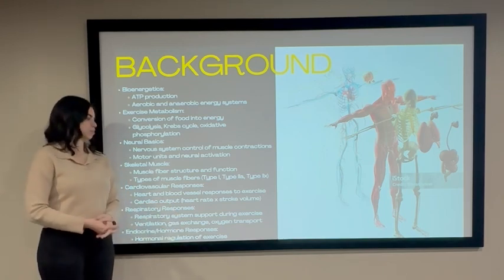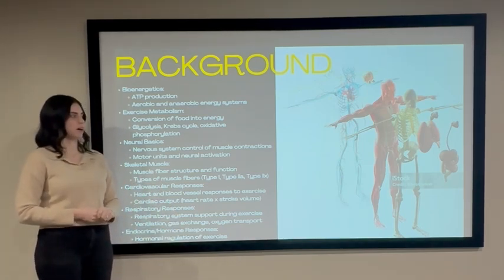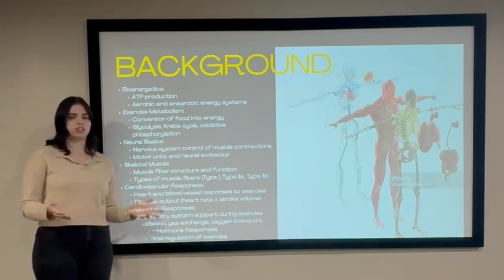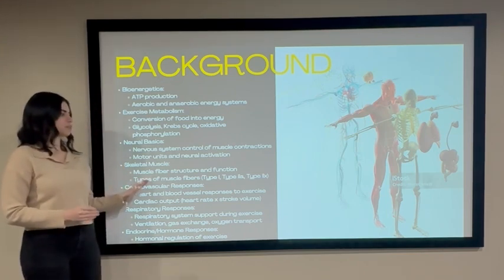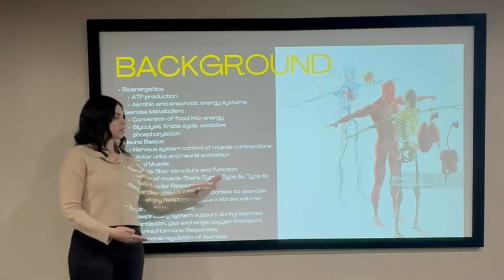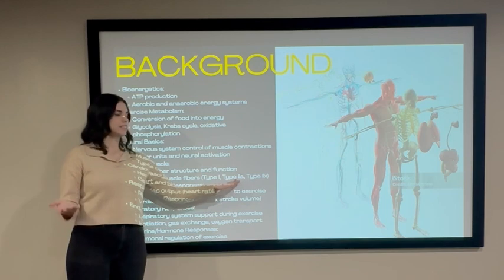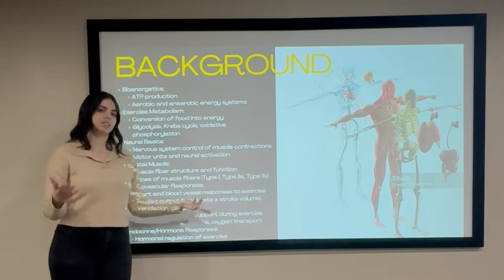affect our physical performance. Skeletal muscle is another area of the body that's important, especially our muscle fiber structure and its function. So if you remember, our different types of muscle fibers include type 1, slow twitch muscles, type 2A, also known as fast twitch, fatigue-resistant muscles, and type 2X, or fast twitch, fatigable muscles.